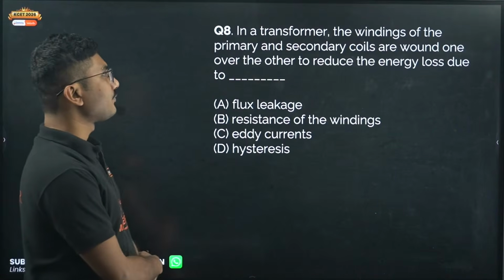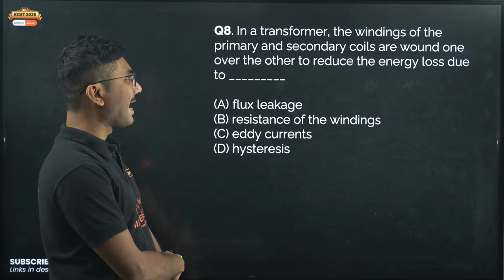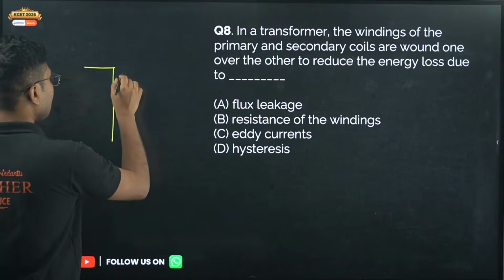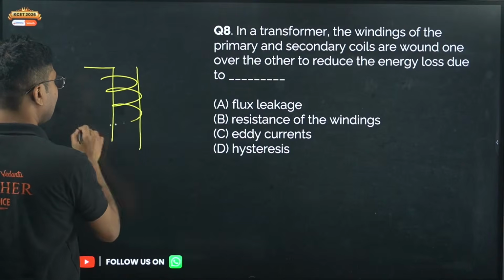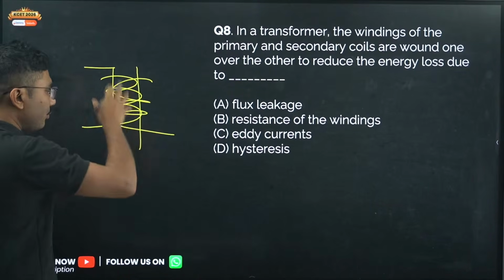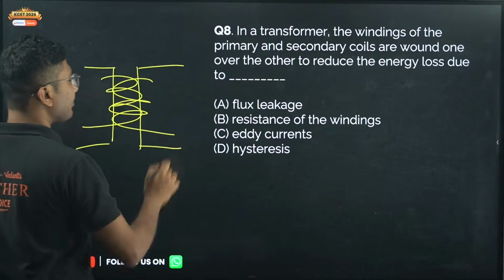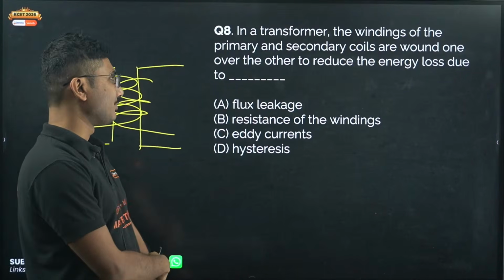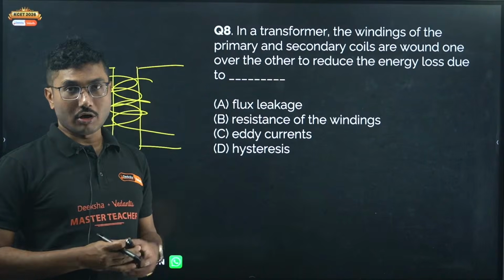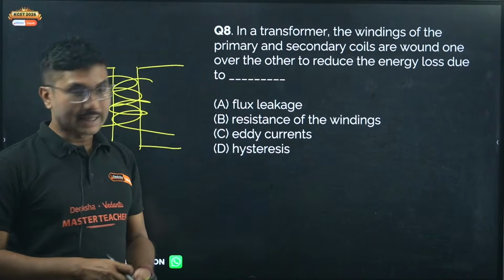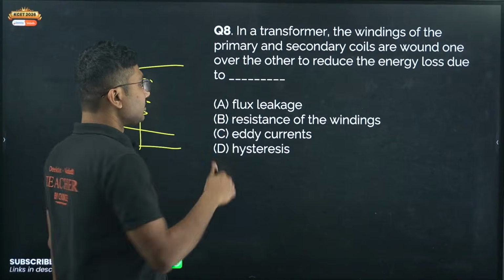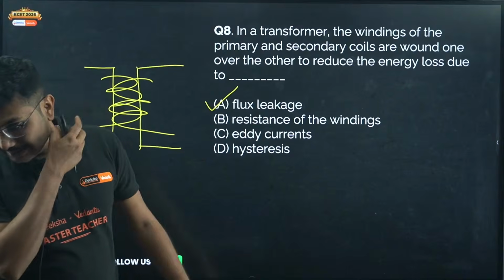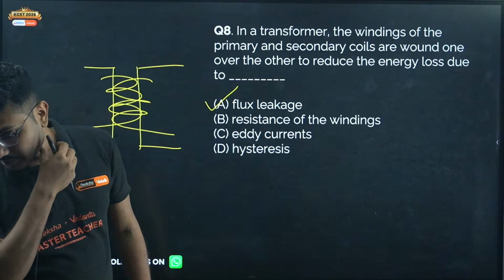Next, in a transformer, the windings of the primary and secondary coils are wound one over another. Sometimes they are wound one over another to avoid something: flux leakage, resistance of the windings, eddy currents, or hysteresis. Which loss do we want to avoid by designing it this way? Yes, so flux leakage is the answer. Most of you have answered correctly.